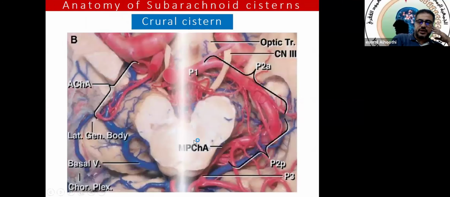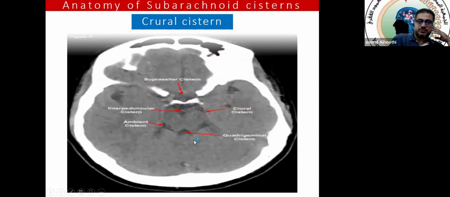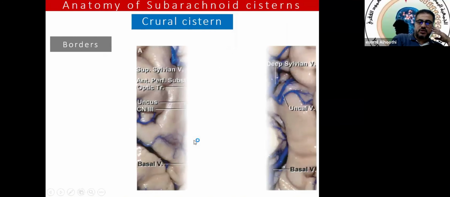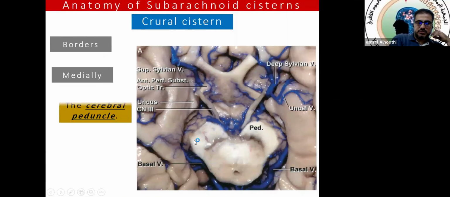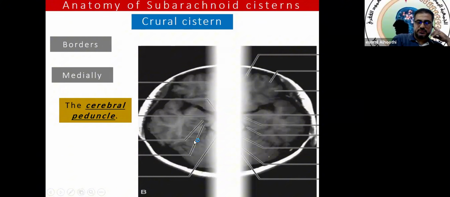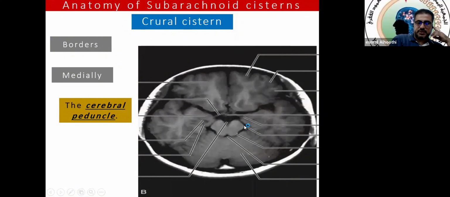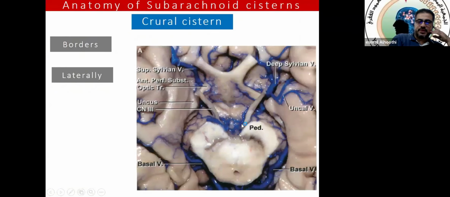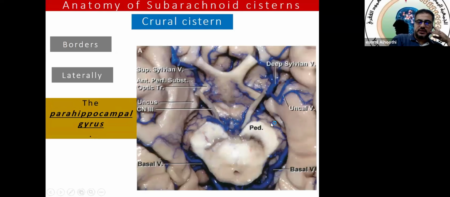The next system is the choroidal system. The choroidal system is bounded medially by the cerebral peduncle. This is the cerebral peduncle, which makes the medial border of the choroidal system, while the lateral border is the hippocampal gyrus.